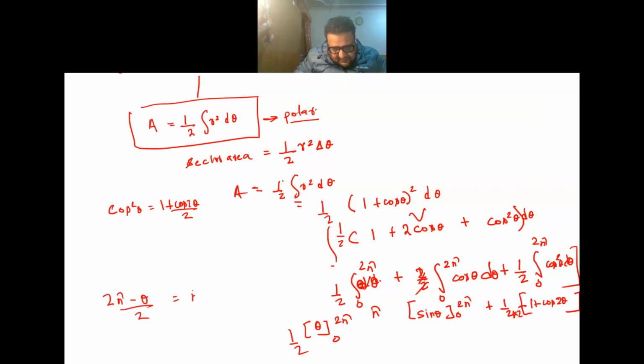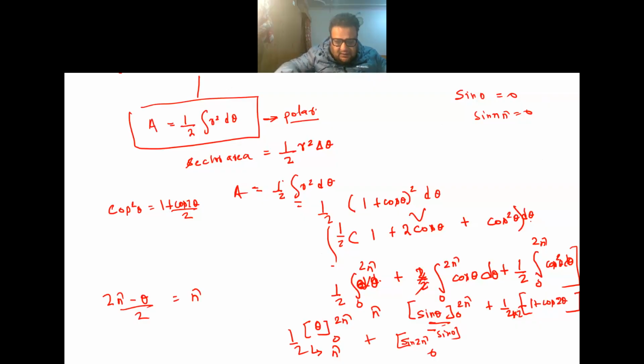So the first term will come as pi. This term ends up at pi. The second term, sine 2 pi, sine n pi is 0, right? Sine 0 is equal to 0 and sine n pi is equal to 0. So this term would be sine 2 pi minus sine 0. So this term tends to 0, right?